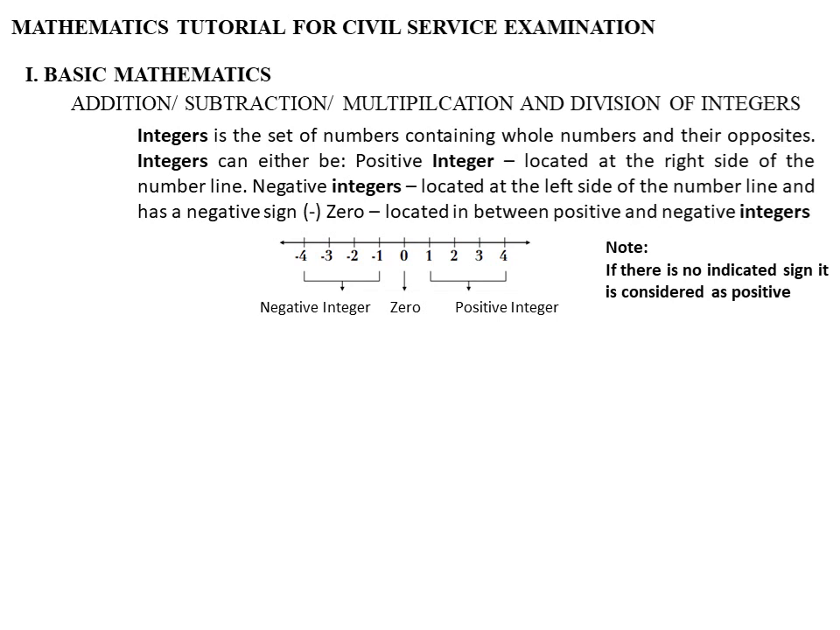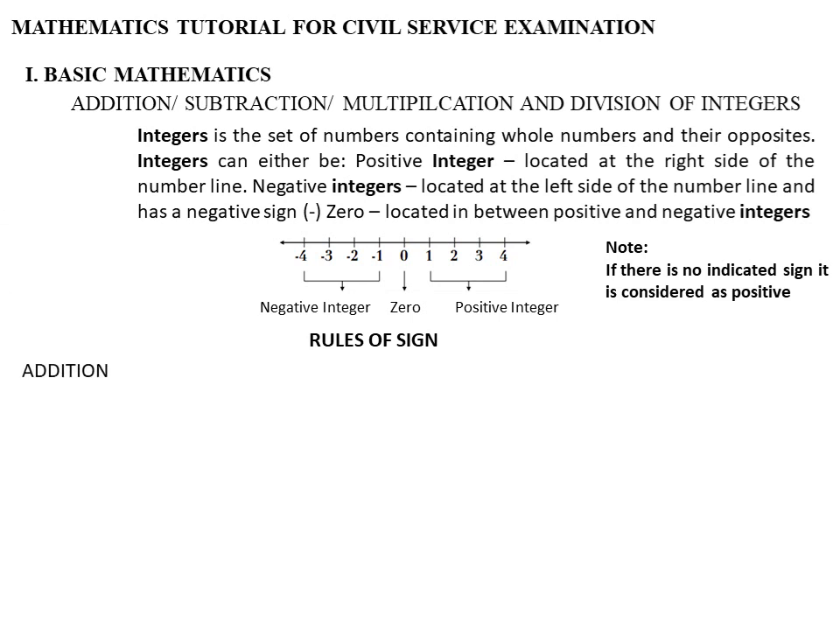So we will add, subtract, multiply, and divide integers. Okay, note, if there is no indicated sign, it is considered as positive. When we say 4, that is considered a positive integer. When we say 2, that is considered a positive integer. When we say negative 2, there is a negative, so that is a negative integer. Okay, let's proceed to the rules of sign.